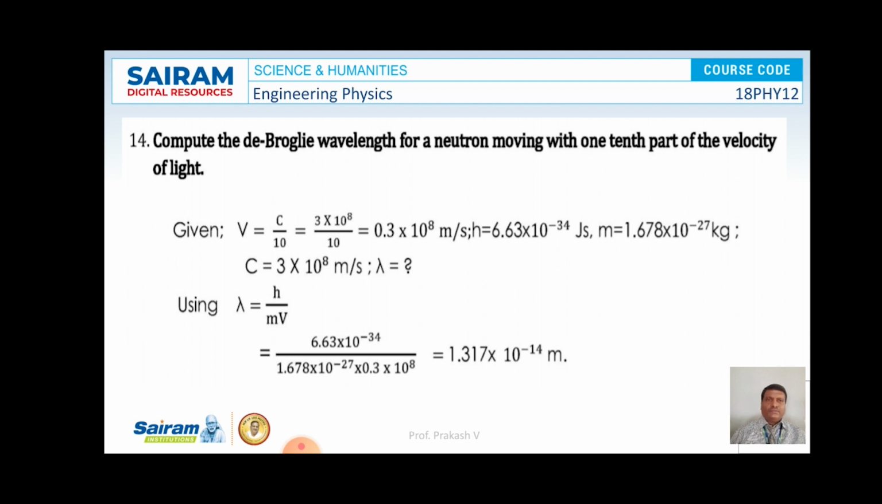So we know from the de Broglie equation that lambda is equal to h by mv. So h, m and v we have to substitute, that is 6.63 x 10^-34 divided by 1.678 x 10^-27 x 0.3 x 10^8. So on simplification, the value of lambda is equal to 1.317 x 10^-14 meter. So this is the de Broglie wavelength associated with the moving neutron, whose velocity is one-tenth of the velocity of light.